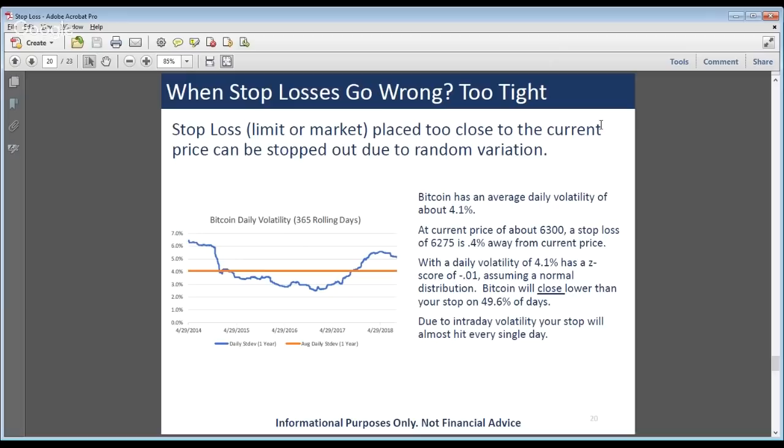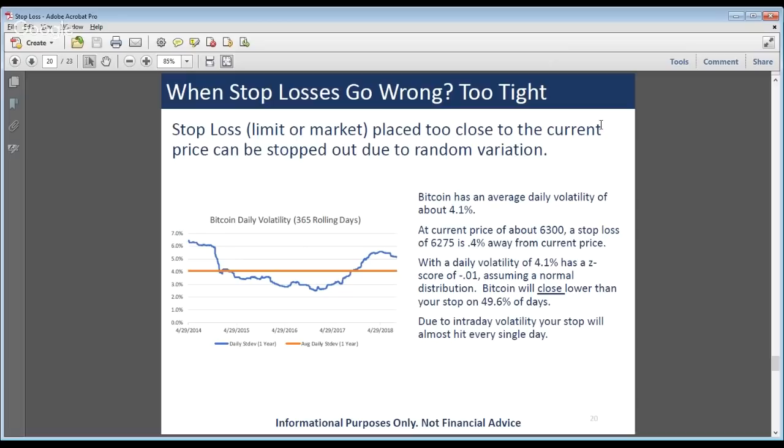Bitcoin has an average daily volatility of about 4%. Now, last I looked, price is about 6,300. If you wanted to go long, but you're scared of losing money, so you put a stop loss market, in this case, 62.75. That's 0.4% away from the current price. Now, just looking at daily closes, because the math is easy here, Bitcoin will actually close lower than your stop price about 49.6% of days. So basically half the time, it's going to close lower than your stop price.